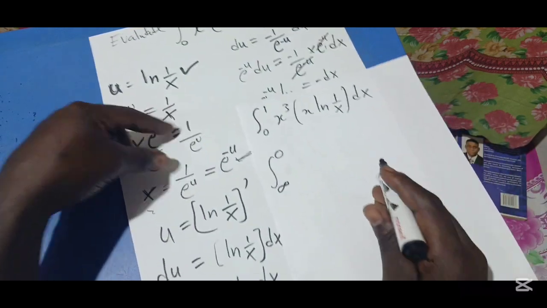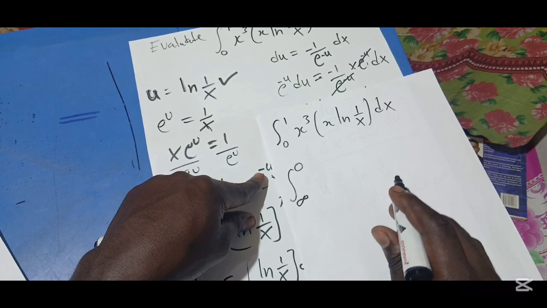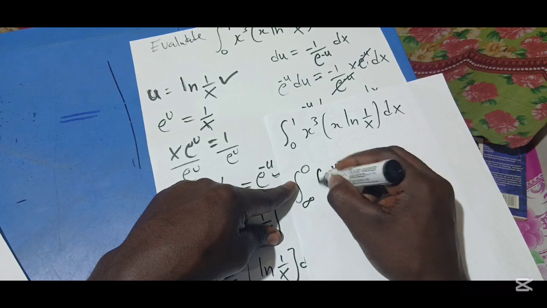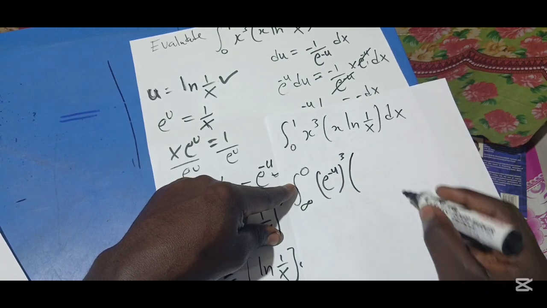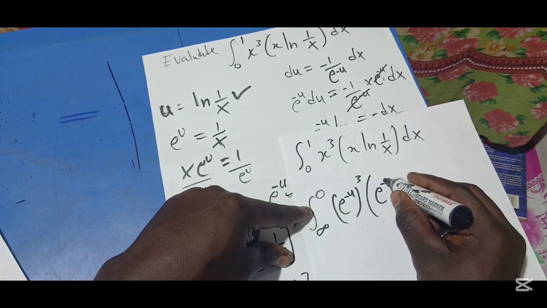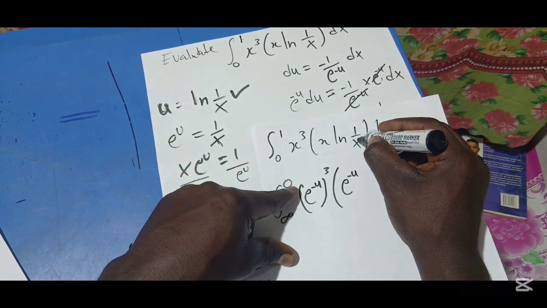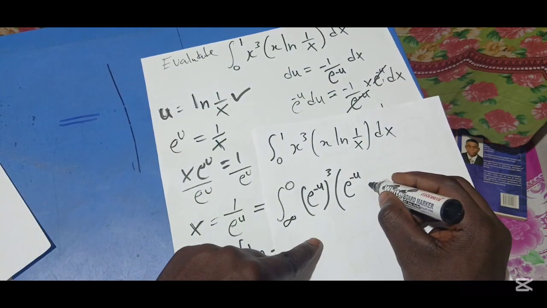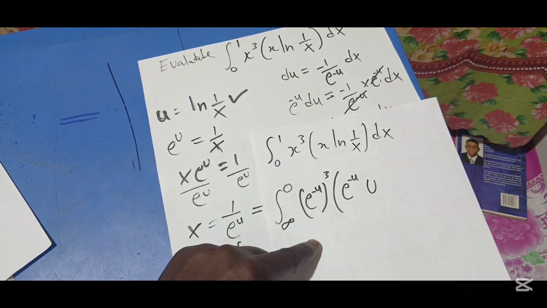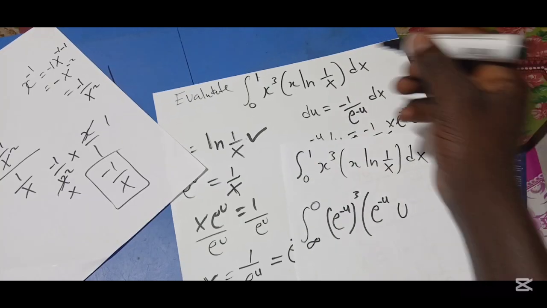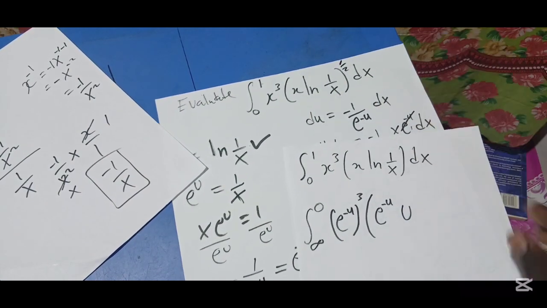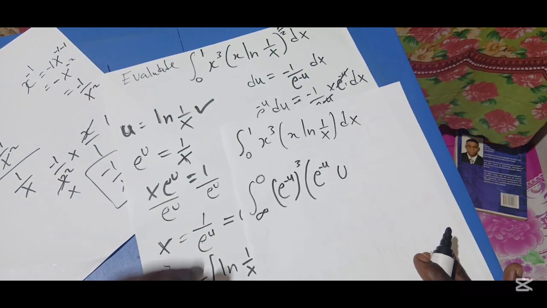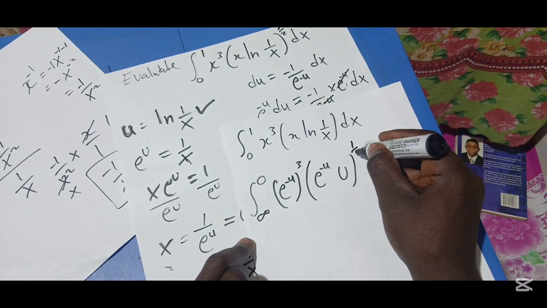So 0, and our x is e to the power negative u, so e to the power negative u, but all to the power 3, into bracket x e to the power negative u for u. And our ln 1 on x gives us u, as we said here. Actually, so add half here. Everything here is to the power half. So u, ln 1 on x is u, all to the power half.